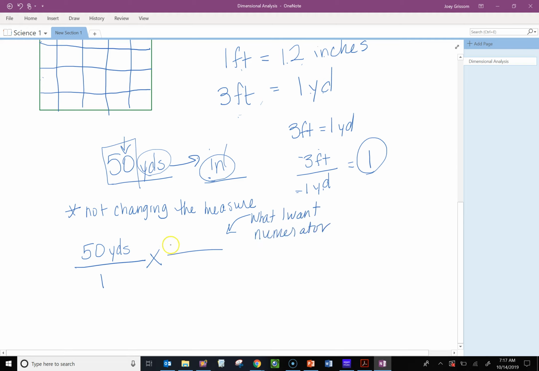What I want to know is I want to know this value in, are you recording?